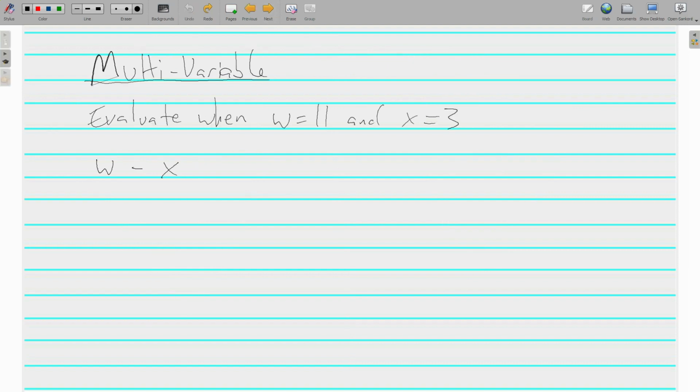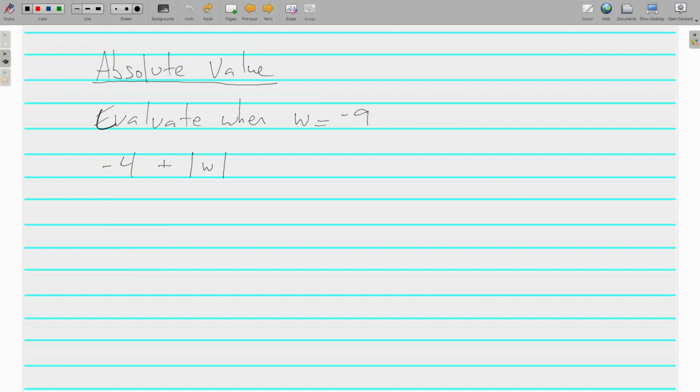Here we've got multivariable. As you see in our expression, we have a w minus an x. There's no numbers, but we're given the numbers in the directions. Evaluate when w equals 11 and x equals 3. So 11 minus 3 is 8. Good stuff. We also have absolute value expression.